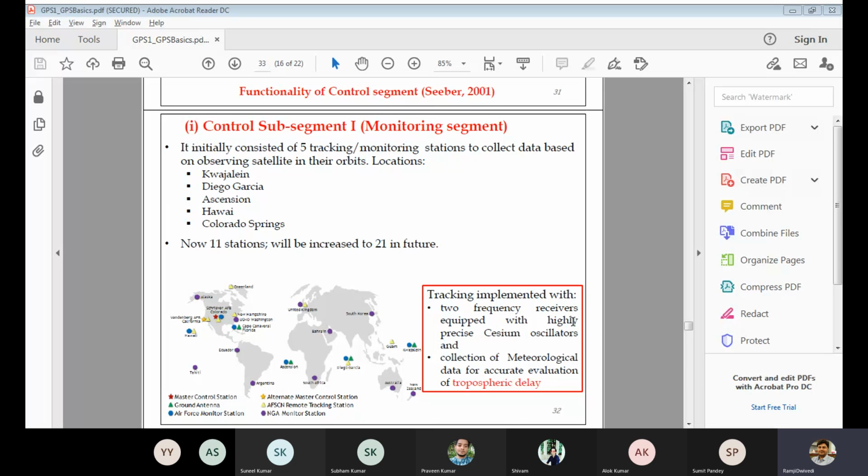So the control sub-segment one, which is the monitoring segment, initially consisted of 5 tracking/monitoring stations to collect data on observing satellites in their orbit: Kwajalein, Diego Garcia, Ascension, Hawaii, Colorado Springs, which is to be increased up to 21 in future.